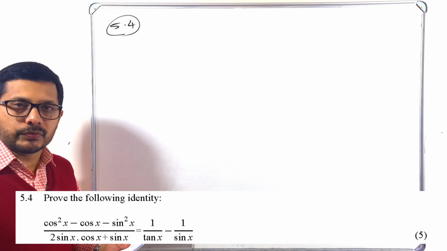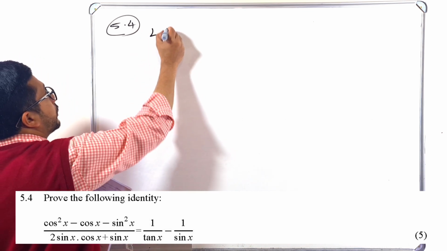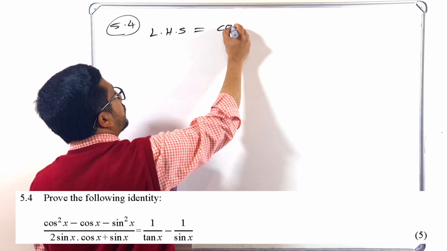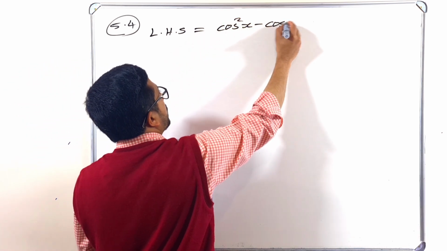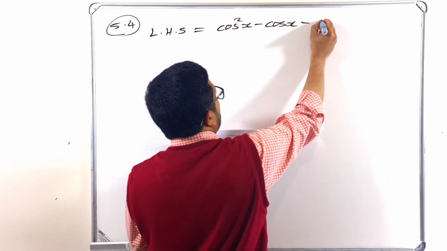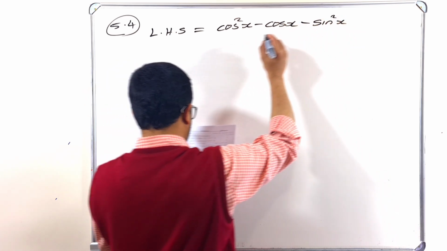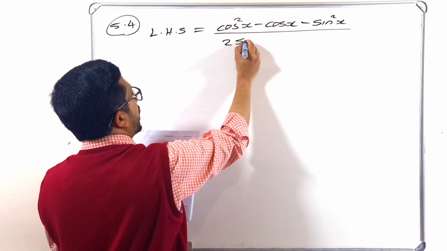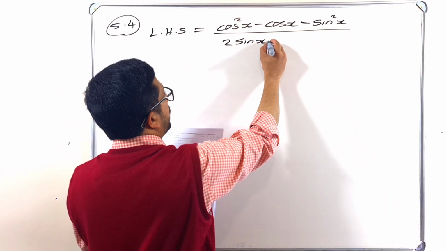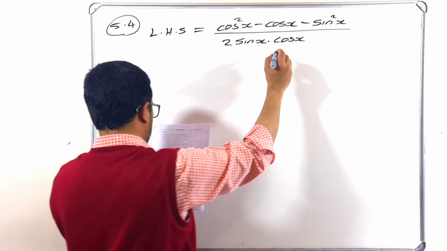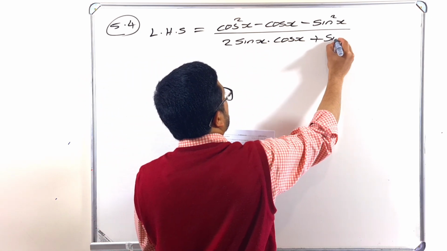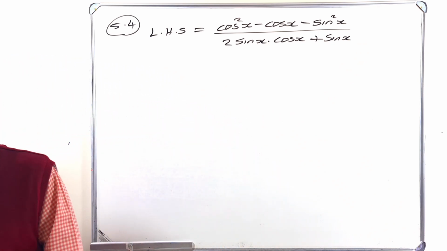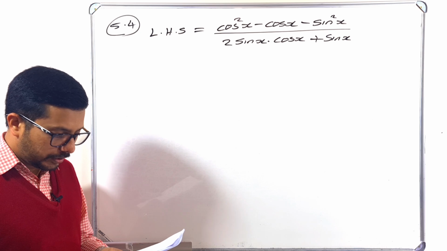So I'm going to write the left side here. Left hand side. What is the left hand side? Cos squared x minus cos x minus sin square x, the whole divided by 2 sin x into cos x plus sin x. So this is the left side.